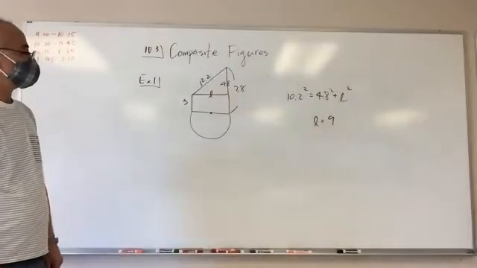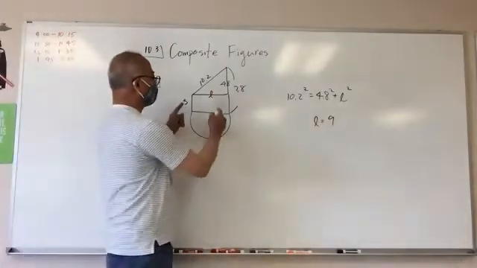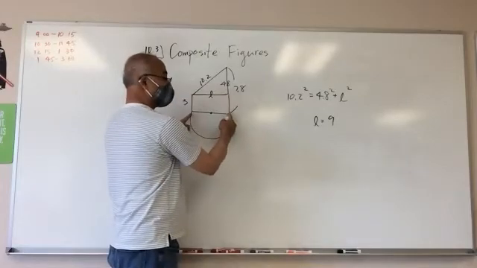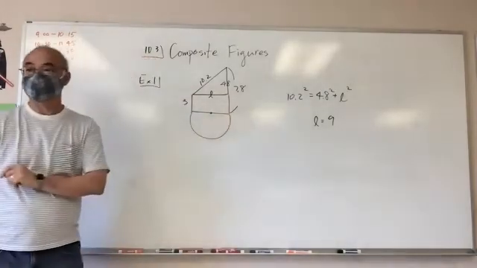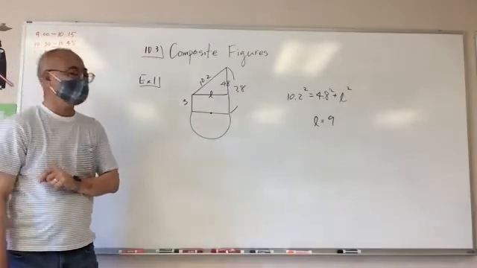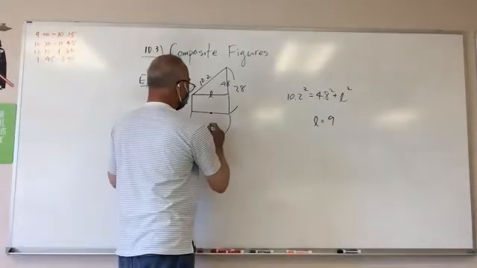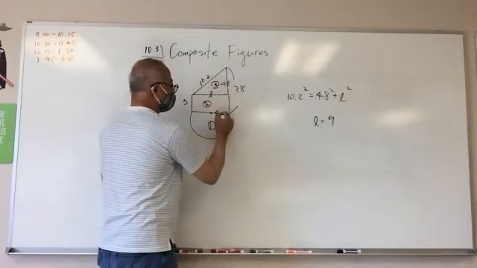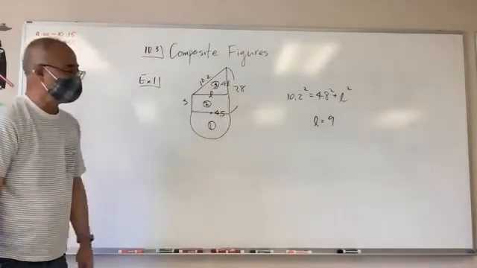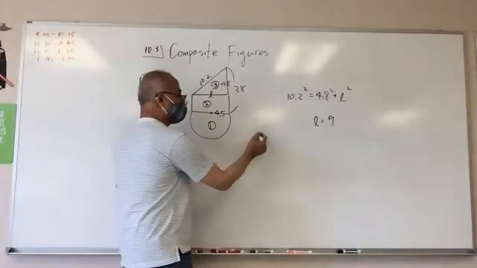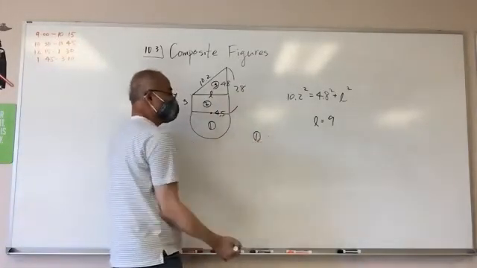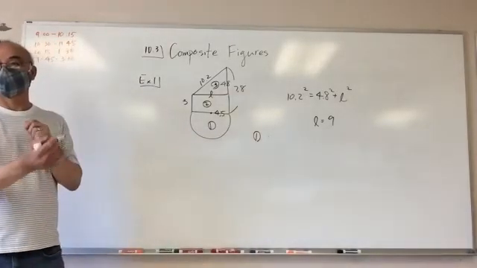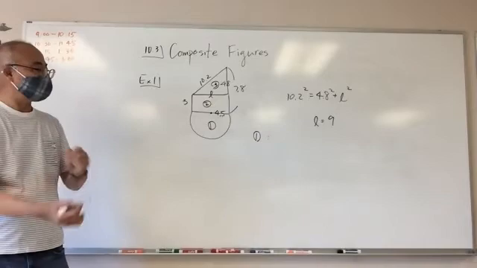Okay. So L is equal to 9, which means that this guy is 9, which means that the radius is 4.5. Okay, so let's go 1, 2, 3. This was 4.5. Area of number 1 is going to be what? Yeah, give me the equation. Oh, okay.